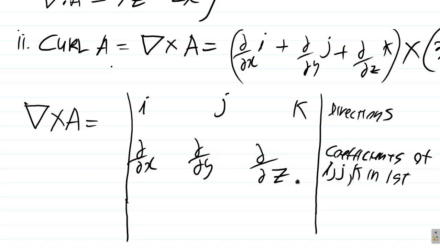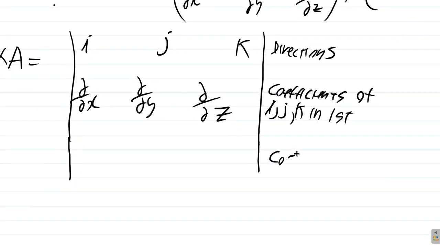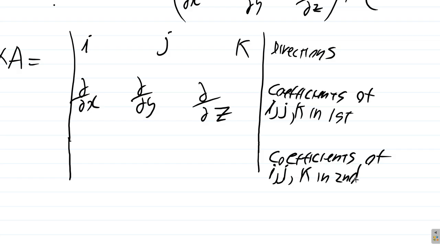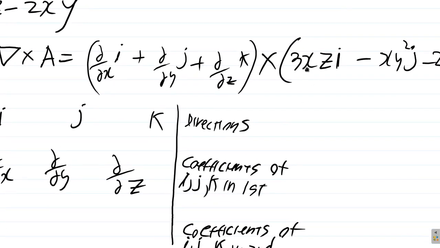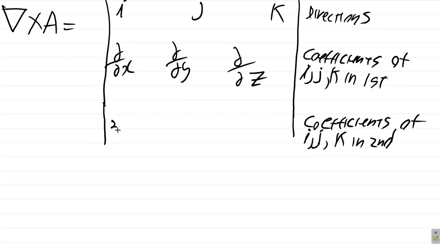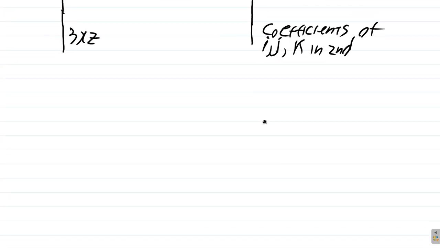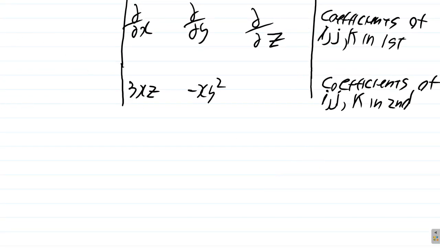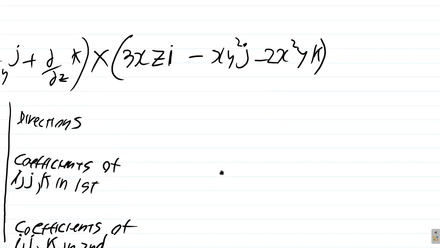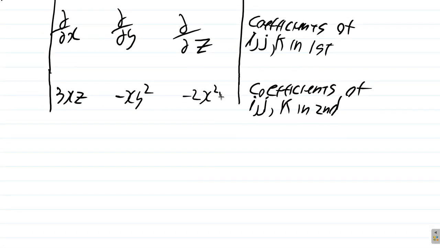And then in row 3 we have the coefficients of i, j, and k in the second vector. That will be 3xz. So it's 3xz. Then here, negative xy squared, because this is like plus negative xy squared, right? And I could have written it that way. There's negative xy squared, negative xy squared, then negative 2x squared y, negative 2x squared y. Alright, so you have that.